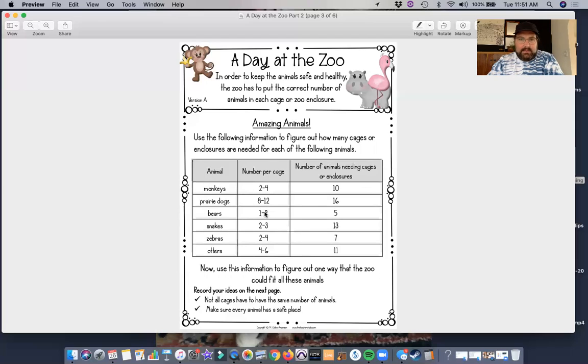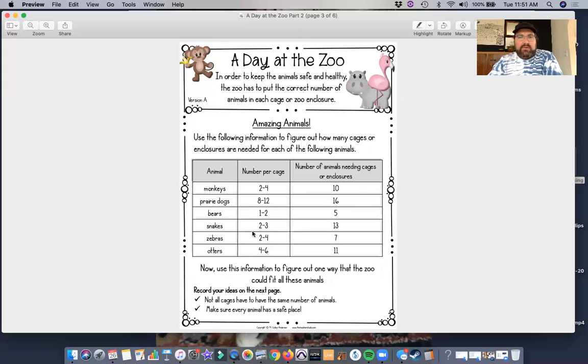Bears, they're big, so you fit less of them in a cage, right? Bears, 1 to 2 animals can fit in a cage. And the number of bears that need cages are 5. So how many cages do you need for 5 bears?